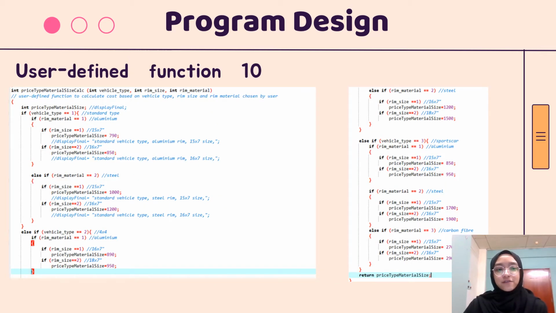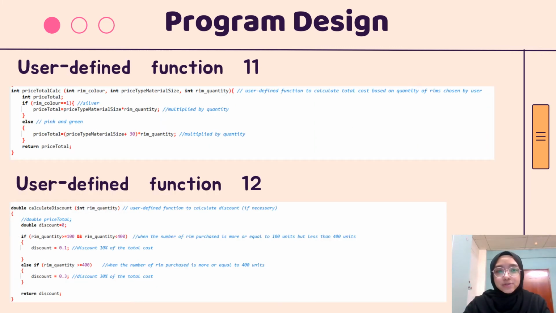The next user-defined function is a function designed to calculate the cost based on vehicle type, rim size, and rim material chosen by the user previously. This function will only calculate the cost for one rim quantity without discount, and the coding for this user-defined function was done by Amelina. Next is a user-defined function to calculate the total cost based on the rim color and the quantity of rims chosen by the user.